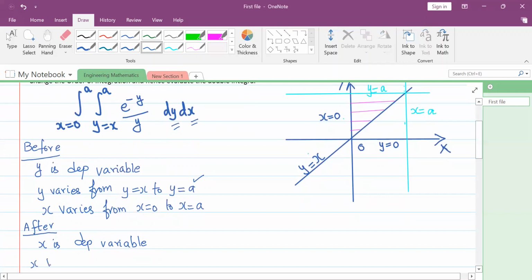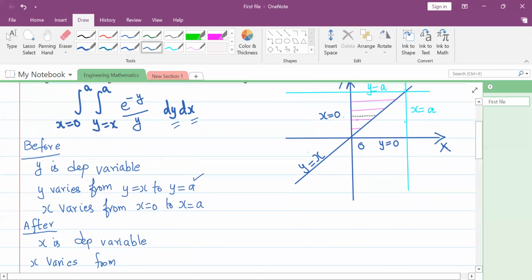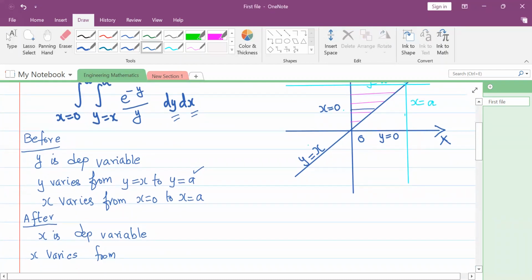First of all, I have to find out the dependent variable limits. So here x varies from, go to your region of integration. For identifying the x limits, I have to draw a line parallel to the x axis. I'm drawing a strip which is parallel to the x axis. Why? I want to identify the limits for x. Now, what is the starting point of the strip? x is equal to 0. What is the ending point of the strip? x is equal to y, that is nothing but the diagonal line. So I'm going to write down the limits: x is equal to 0 to x is equal to y.